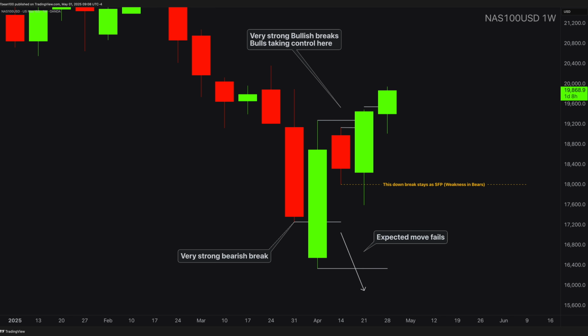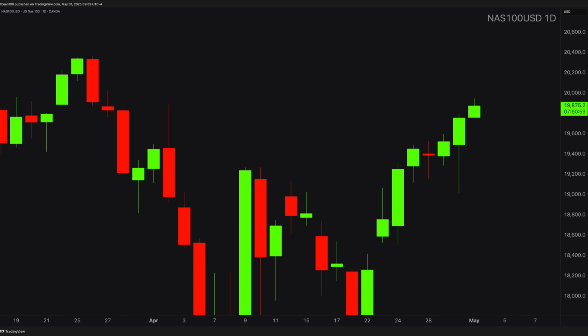However, at this time, look at this downward break. It is a swing failure pattern. Yes, it is a bearish break, but it is quite weak and instantly rejected by the buyers, turned into an SFP. How about the daily chart? Please observe the breaks on the upper side. As you can see, strong breaks most of the time.